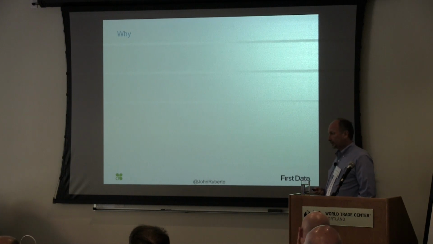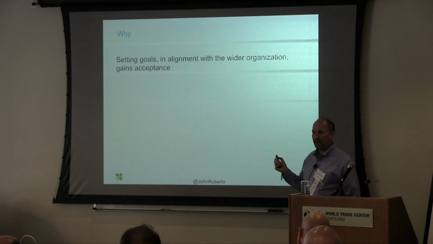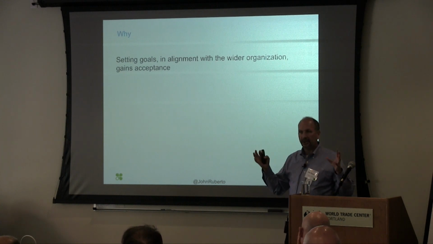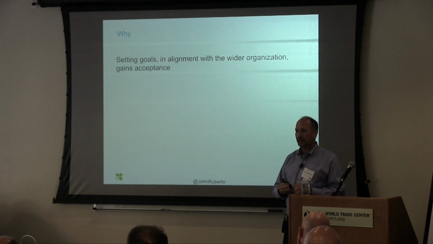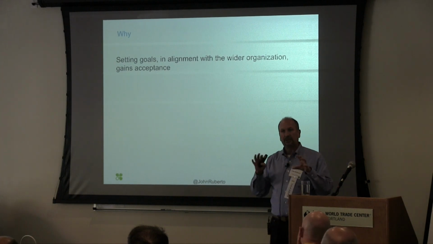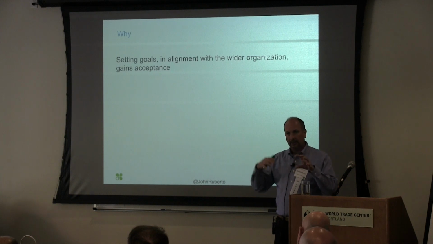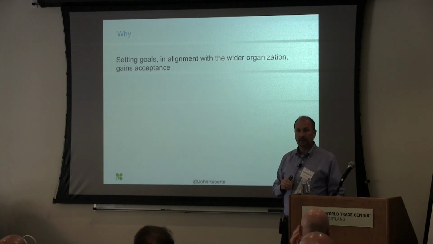So why do we do this? One, setting goals with alignment with a wider organization gains acceptance. How many times have you started tracking something, some type of quality metric, and then you get immediately into an argument about why this? Why are we tracking this? With the GQM method, your first conversation is about the goals. So the rest of it is all about relating your metrics to those goals, so you can draw that line of sight to the rest of the team.